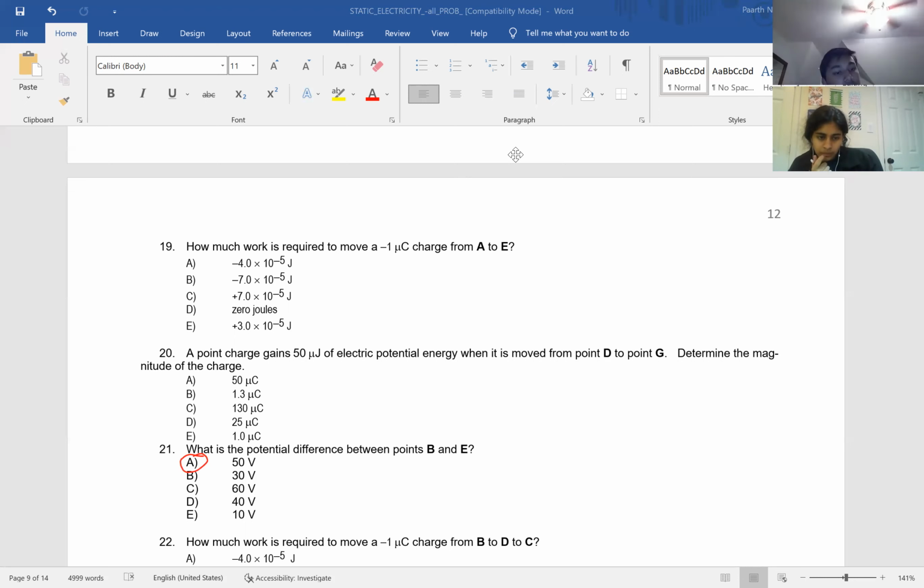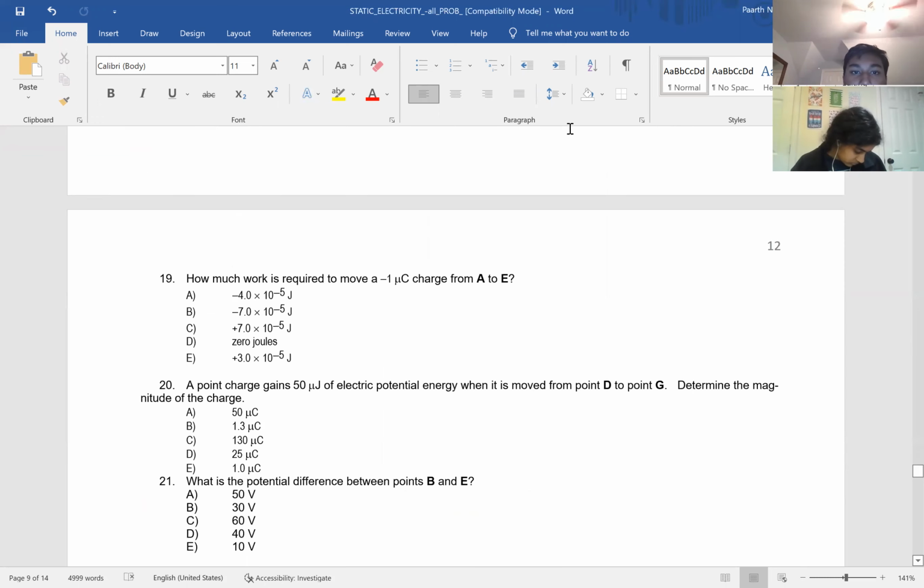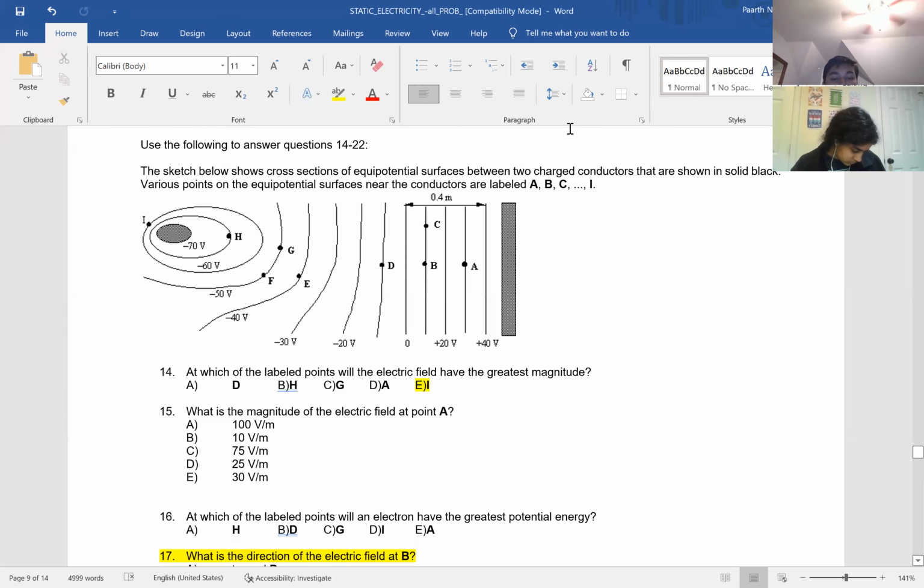Okay. And then the last question says, how much work is required to move a negative 1 microcoulomb charge from B to D to C? When answering this, I think the best thing you can do is just ignore the movement from B to D, because it's asking you for your final destination versus your initial destination. So if you look at B to C, what's a good reason that there's zero work done? It's because there's no movement in the direction of the electric force, right?